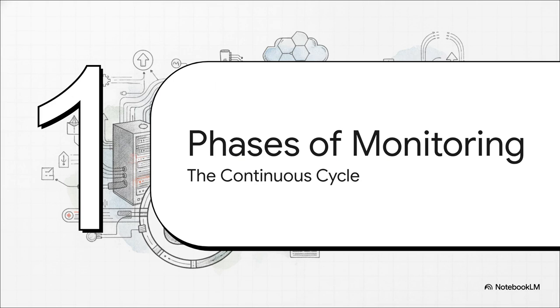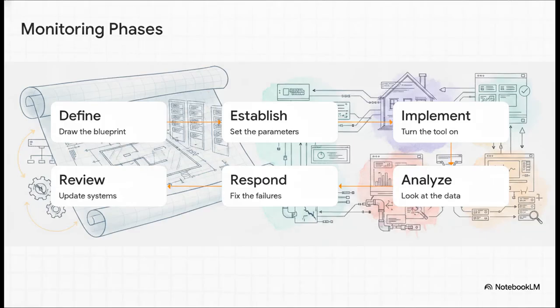Which brings us to our final section, Part 5. The 6 phases of monitoring, the continuous cycle. You know, whether you use Nagios or maybe something like Splunk or Prometheus, continuous monitoring always follows a specific repeating life cycle. It's basically like building a house.